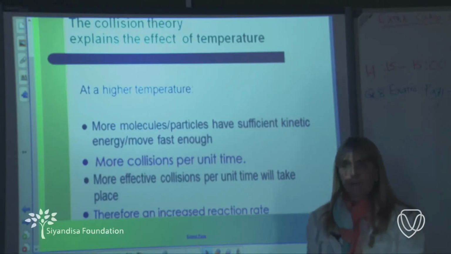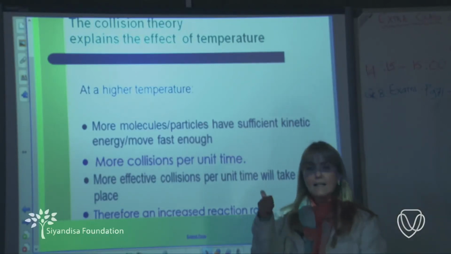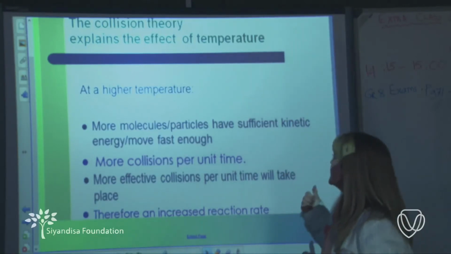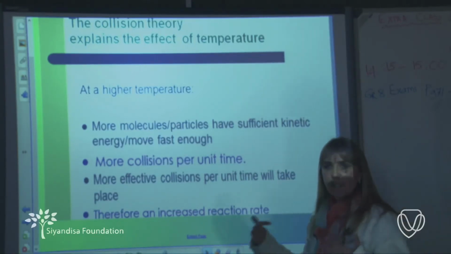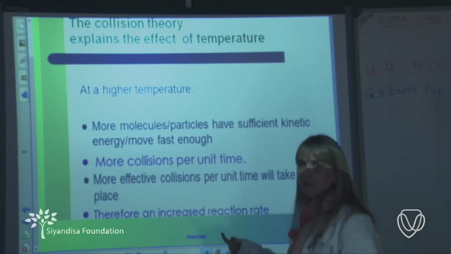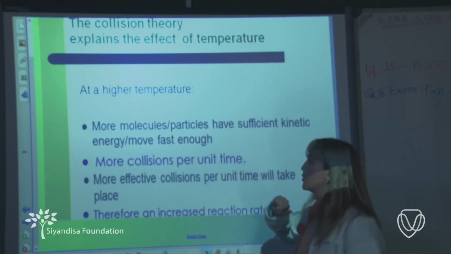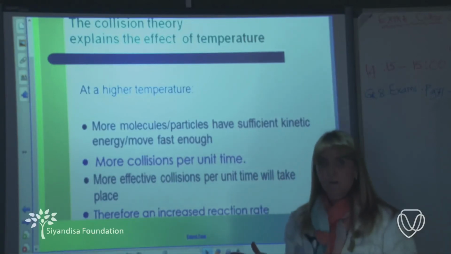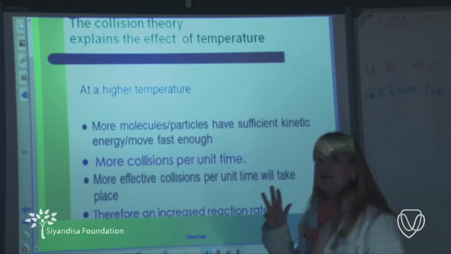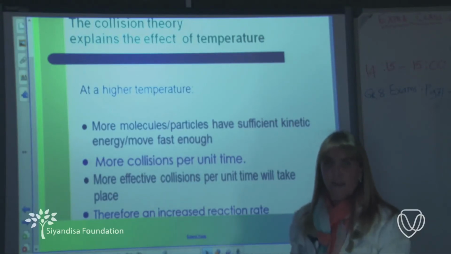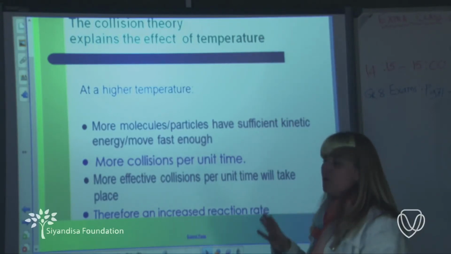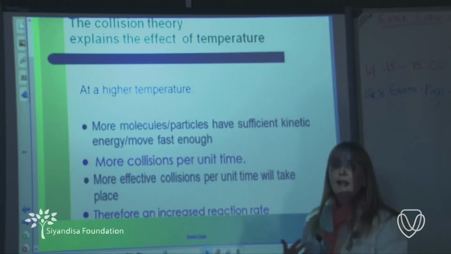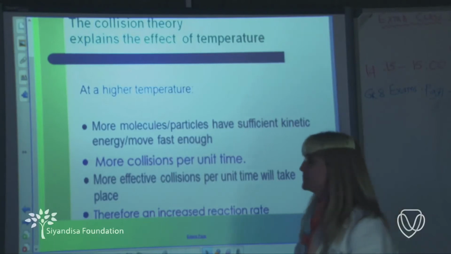reaction. Right, so let's look at that again. A higher temperature increases the average kinetic energy of the particles, which means that more particles have sufficient kinetic energy to take part in the reaction, which means that there are more collisions per unit time, which means that there are more effective collisions per unit time, and therefore an increase in the rate of the chemical reaction. Right, 4 points to remember when answering questions on temperature and rate of chemical reaction.